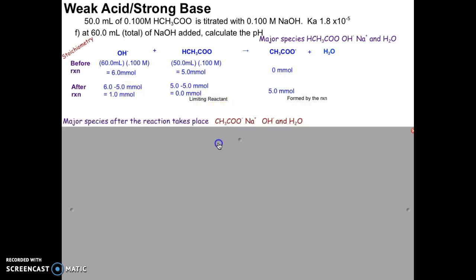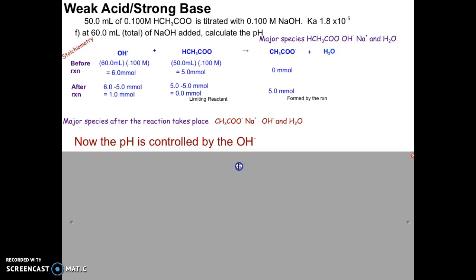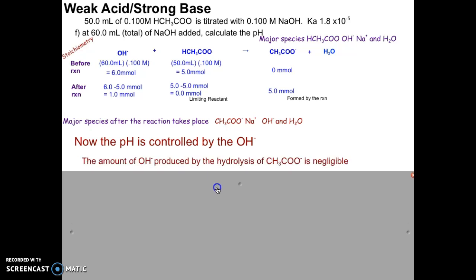Now, the major species are the acetate ion, the sodium ion, the hydroxide ion, and the water. And you should be saying to yourself, who's controlling the pH? Well, hopefully you recognize that the pH is controlled by the hydroxide. There is excess hydroxide. Sure, this acetate ion is going to also react with water to make a little bit more hydroxide, but guess what? That is negligible compared to the amount of hydroxide that you have in excess. So that makes the calculation a lot easier.